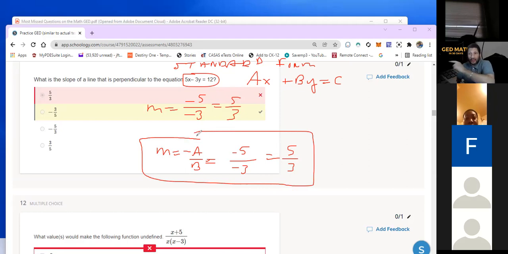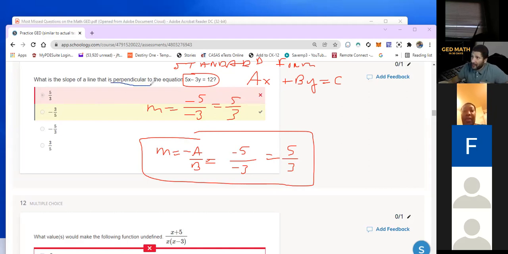Is that what they want? No, they want the perpendicular. So this is the mistake 4 people made. All 4 people this week that took this practice test made the same mistake. So I wanted to make sure we understand.